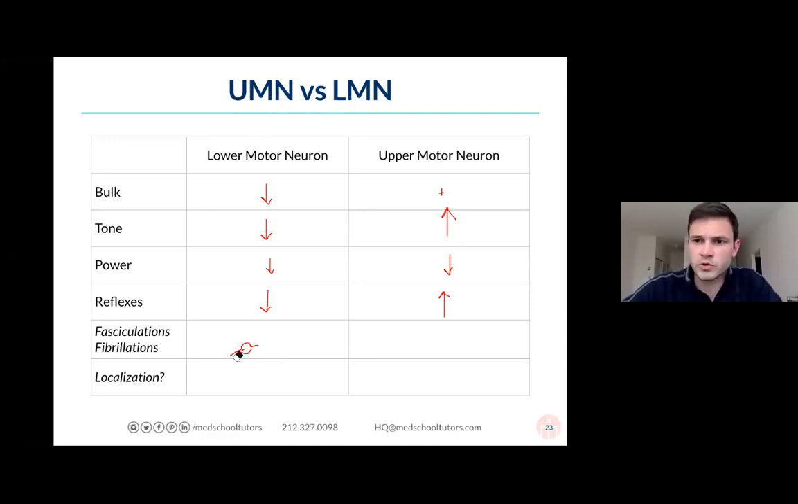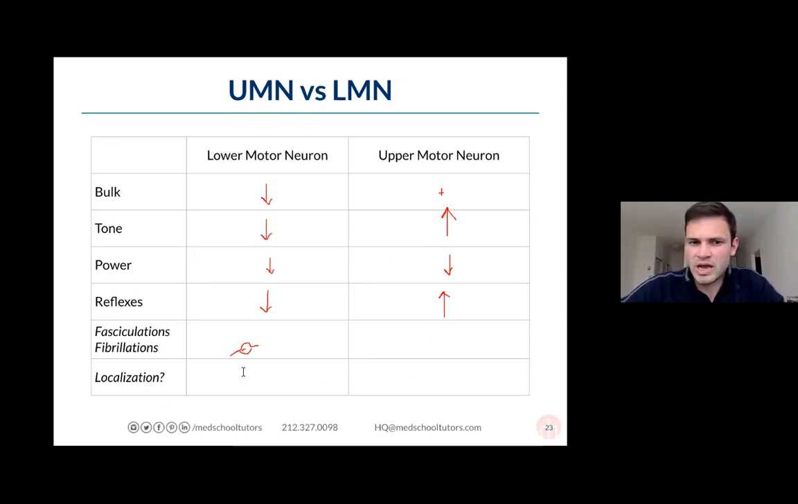So think of the muscle that has no nerve innervation. That is going to fasciculate and fibrillate. That's the muscle sort of trying to contract all on its own. It's uncoordinated. It looks weird. Upper motor neuron lesions don't do that, because remember, the lower motor neuron is still touching it. It's still communicating. So the muscle itself isn't going to go crazy.